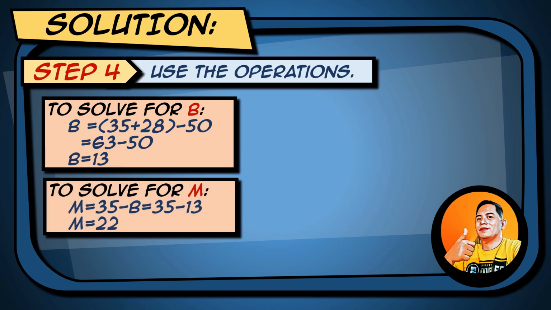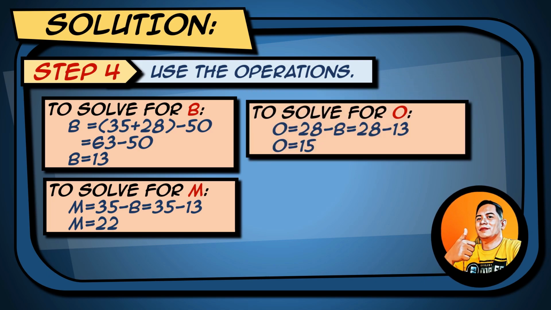And to solve for M, we have M equals 35 minus B. Then B is equal to 13. Therefore, we have 35 minus 13. Then 35 minus 13 equals 22. Therefore, our letter M is equal to 22, which means 22 students prefer modular distance learning only.